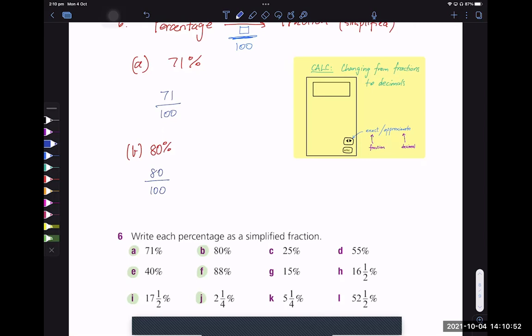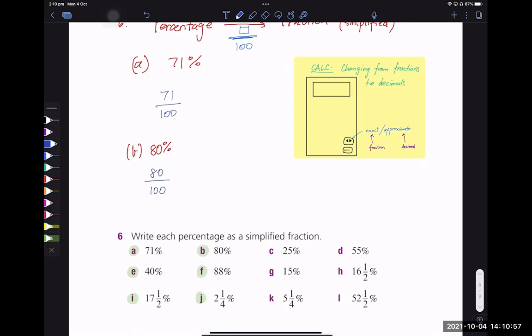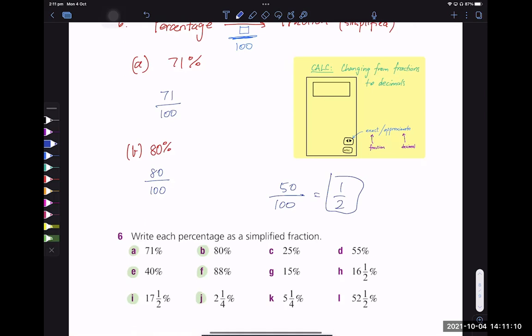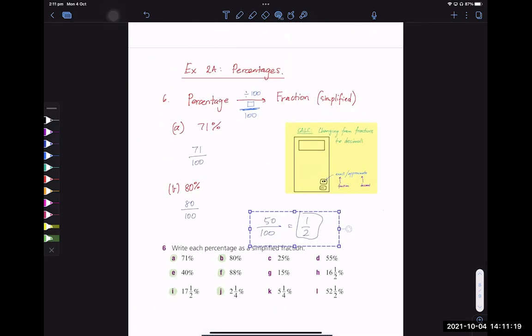Oh, Ivana, if it was 50 over 100, it turns into 1 over 2. Is that simplifying? That's correct. Absolutely. So Ivana mentioned a great idea, and you'll see this with this question as well. 50 over 100 is the same as 1/2. Which one's more simplified, the 50 over 100 or the 1/2? 1/2. Yeah. And that's the one that we want, because we want our fraction always simplified. Okay.